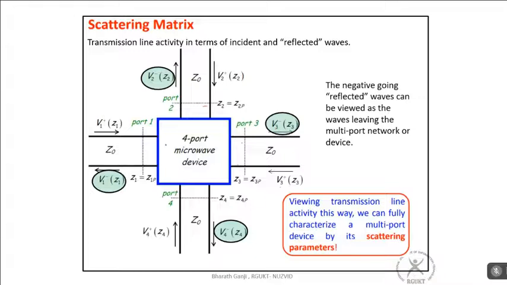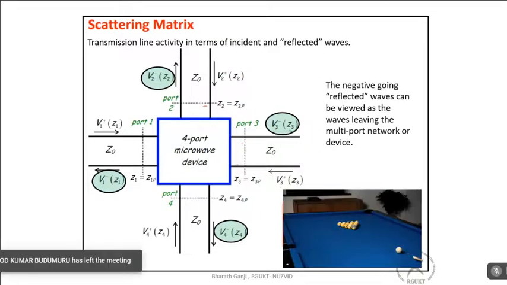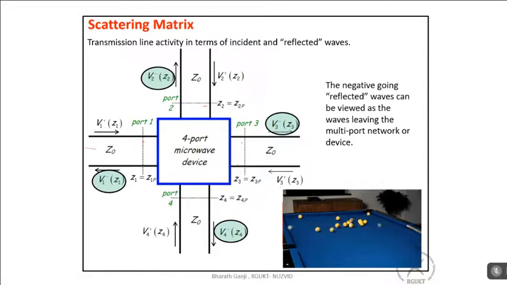So how the incident wave and reflected wave are related is what the scattering matrix tells us. Okay, so you can imagine something like this. Some wave is coming in, and you can think the wave is going into this box and it is scattered in different directions. Some waves are reflecting back, some waves are going into this port, and some waves are coming back from the port. That means they're scattered like anything.